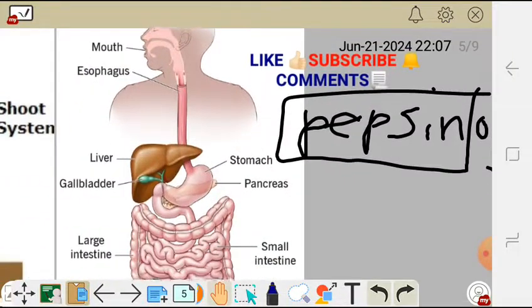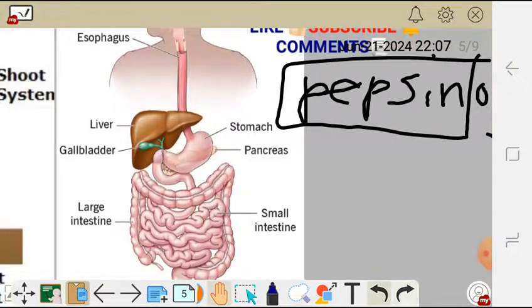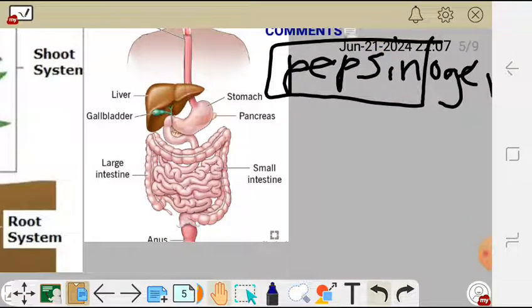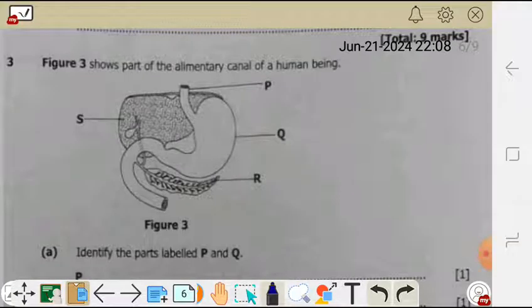Here, this is the alimentary canal. The alimentary canal is simply a long tube that runs from the mouth to the anus, as you can see. From the mouth, we have the esophagus, then the stomach, then the small intestine, the large intestine, and finally the anus, where the fecal matter is excreted. So P is the esophagus and Q is the stomach.